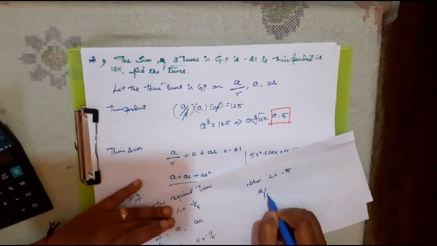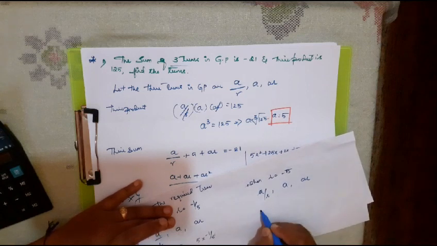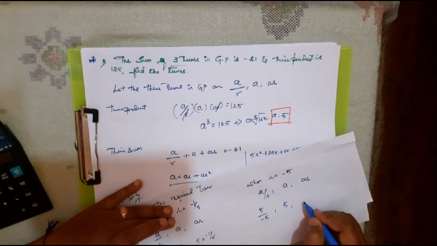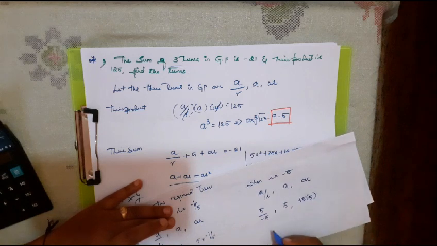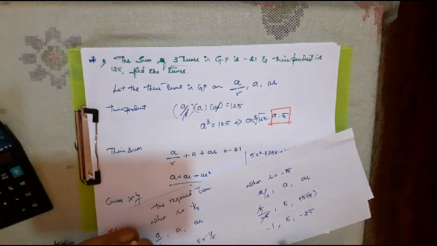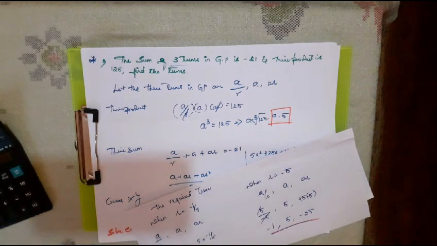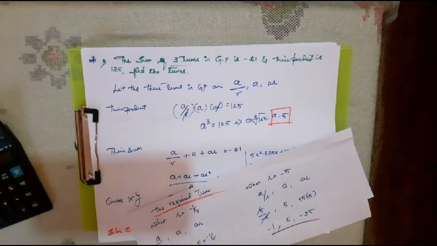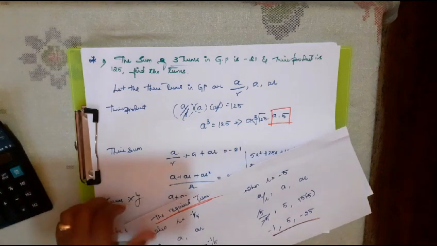So here also A by R, A, AR, minus 5, 5 into minus 5. Okay, so cancel this, 5, and minus 25. Okay, you will get the same numbers only with a different order, that's it. Okay, so this is how we have to calculate the three terms with respect to geometric progression.